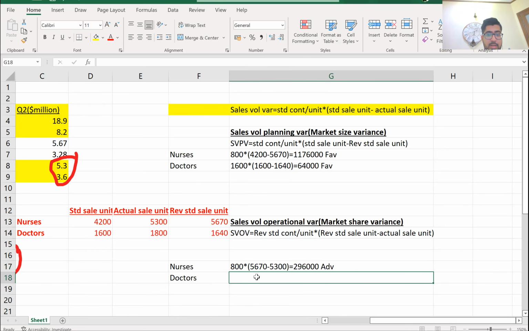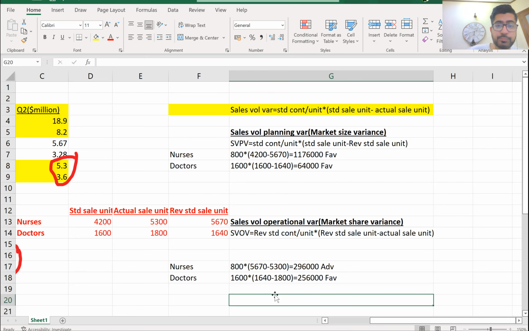And for doctors, the revised contribution is the same because it hasn't changed, 1,600. And revised standard sales units for doctors, it's 1,640. And actual, it's 1,800. So since actual are more, it's going to be favorable: 256,000. You got 10 marks through this.